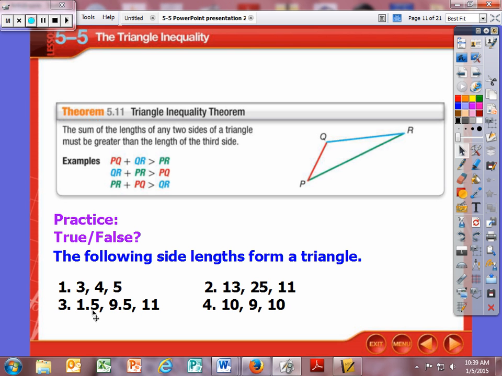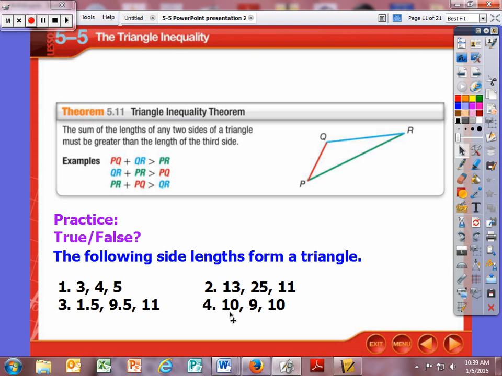So remember, all I got to do is check the two shorter ones. 1.5 and 9.5, add them up. What do you get? Well, you're going to get 11. Is 11 greater than 11? No. 11 is equal to 11. So notice I need something greater, so we have to say no on number 3.